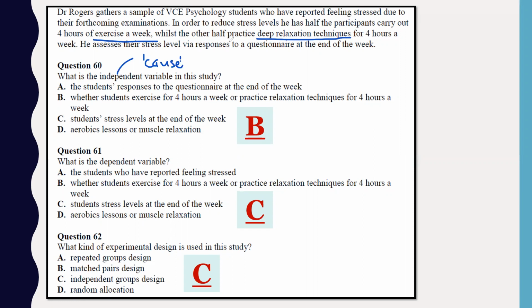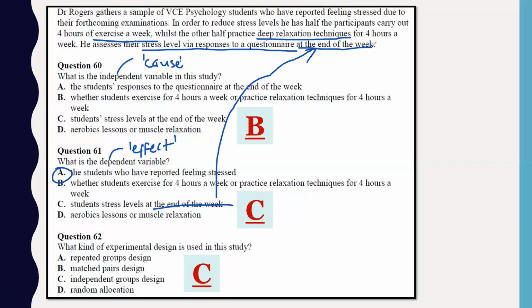Whereas the variable that we are measuring for change, or in other words, the effect or the DV, is our student stress levels, because it says that the researcher, Dr. Rogers, assesses their stress level via responses to a questionnaire. So student stress level at the end of the week is probably the best answer there. Answer A is very similar to answer C, but the difference is that option C says student stress levels at the end of the week, which matches up with the terminology given in the scenario as well. So that's why option C is the best answer, and that's why we've put that as the most correct answer.